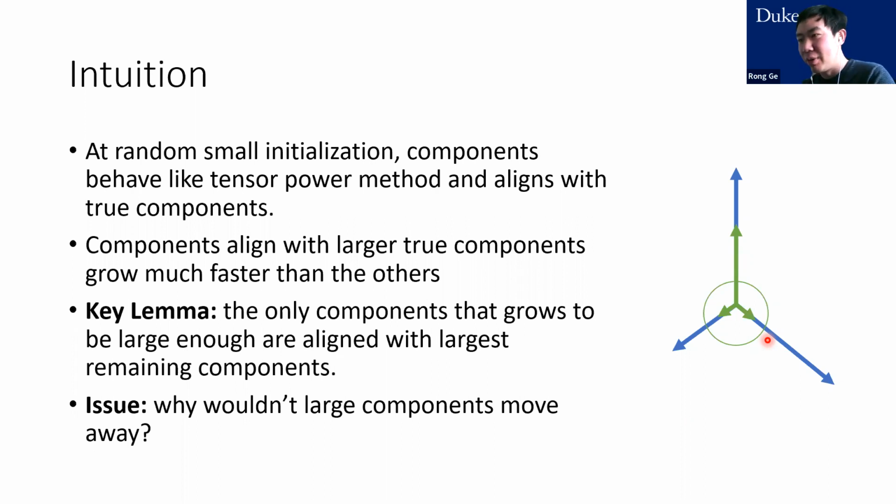However, even in this very hand-wavy high-level description, there's still an issue that I didn't talk about. We discovered this large component, and it's not hard to show that eventually these student components will grow to fit the teacher component. But the thing is, we are still running a lot more epochs, right? And the epochs are becoming longer and longer. So once it fits this direction, why wouldn't the large component move away? If the large components can move away, then that's going to be a huge problem for us.